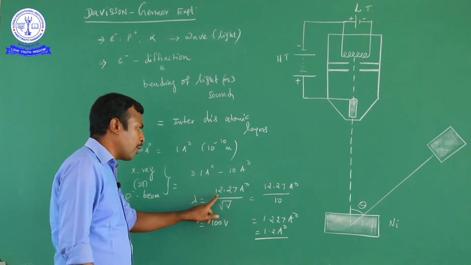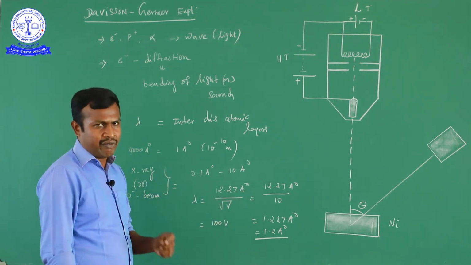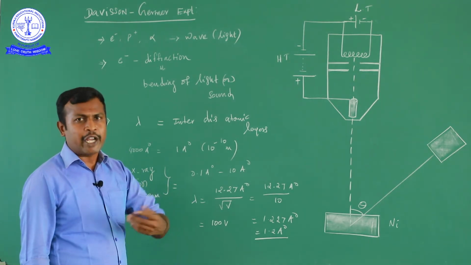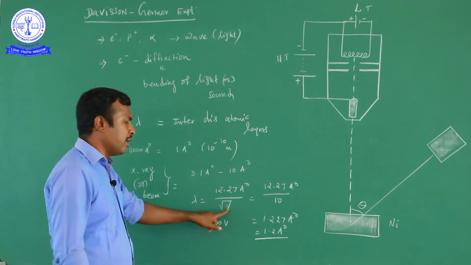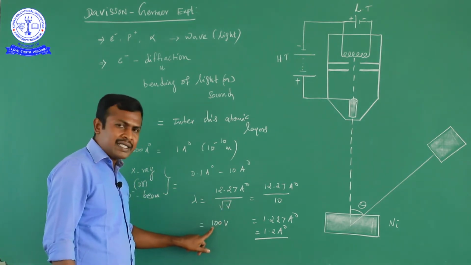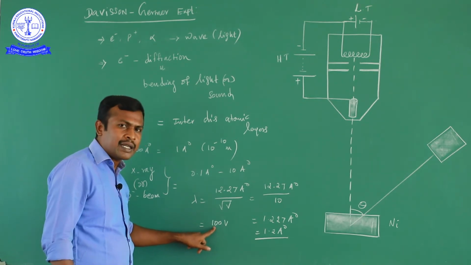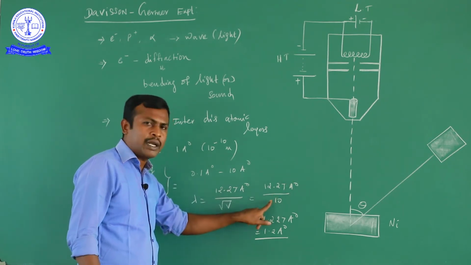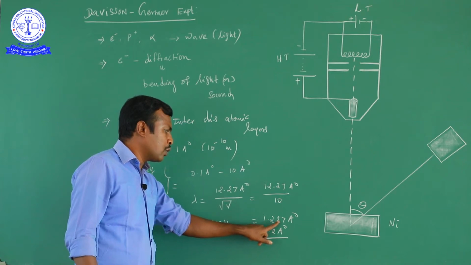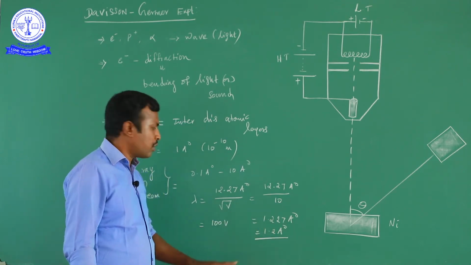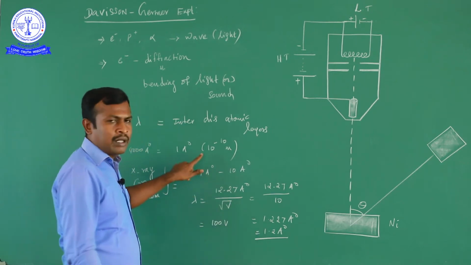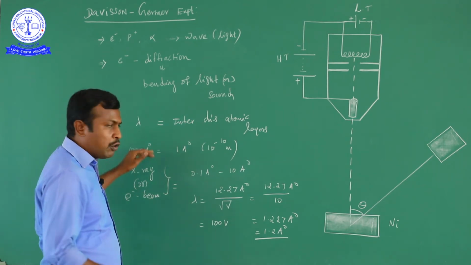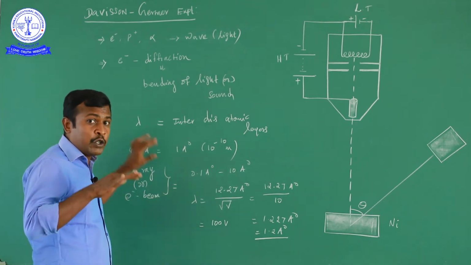The de Broglie formula is 12.27 Armstrong by root V. Here V is the potential used to accelerate the electrons. For example, when the electron is accelerated by 100 volts, root 100 is 10, so 12.27 Armstrong by 10 is 1.227 Armstrong, equal to about 1.2 Armstrong, which is equal to the interatomic distance between the crystals. So if we want to obtain diffraction from crystals, we cannot use visible light.